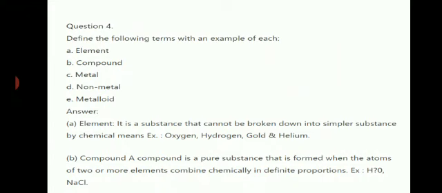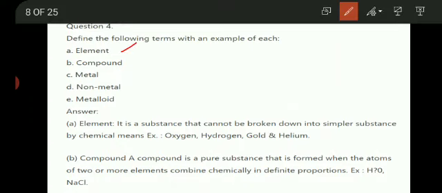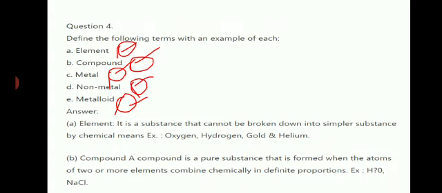Next, the fourth question. Define the following terms with examples of each. First, they asked element. What is meant by element? You know that definition already. The compound also you know. And metal, non-metal and metalloids. Elements means the same kind of atoms. Compounds have a fixed ratio. And metal easily conducts electricity and heat. Non-metal cannot be beaten, it cannot make any sound, and it does not conduct electricity and heat. Metalloids act as both metal and non-metal. That is the definition. You see that under.